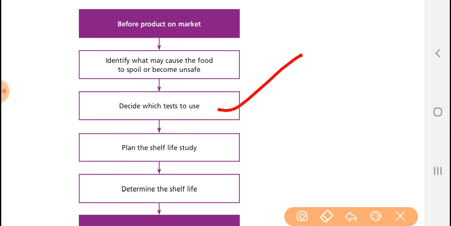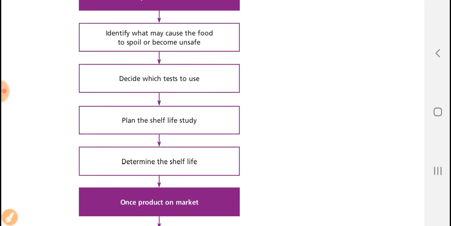Then plan the shelf life study. Planning the shelf life study means deciding in which locations, at which points, and at what time gaps you can pick up the samples and go for testing. All these things you can plan, and then only you can determine the shelf life. We will understand it broadly.